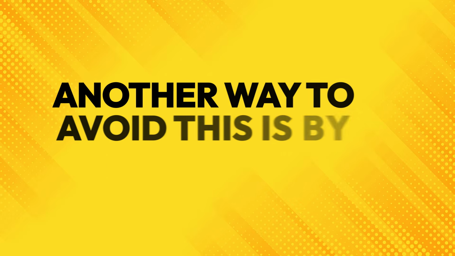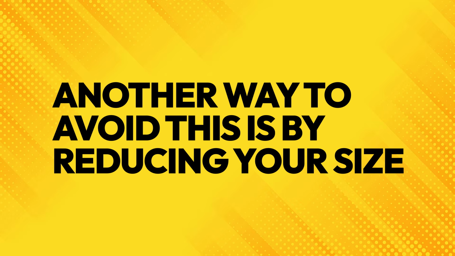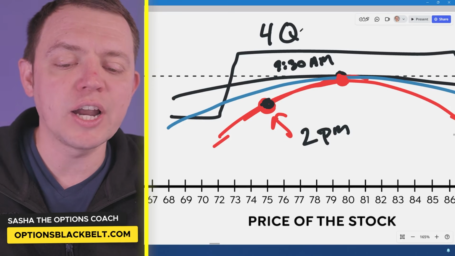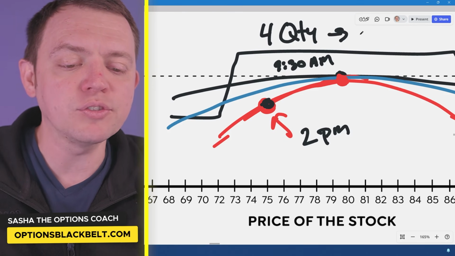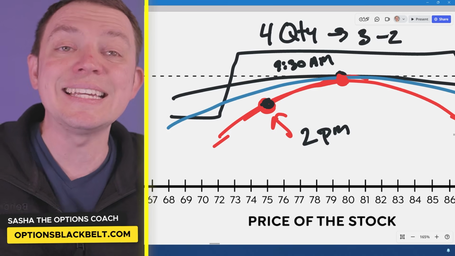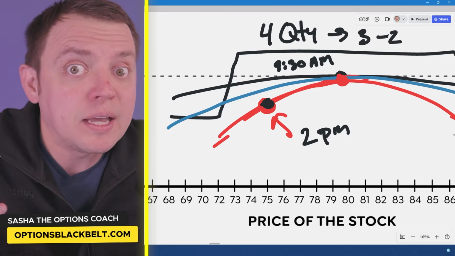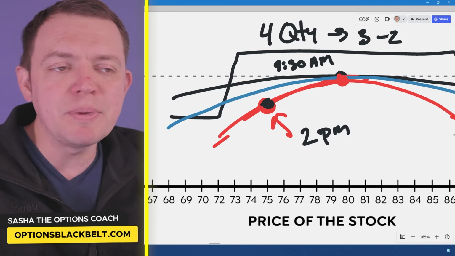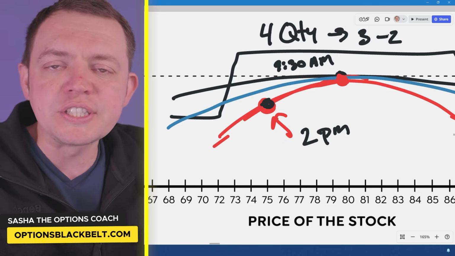Now, the other thing you could do in order to avoid this problem is to reduce your size. So if you have, let's say, 4 contracts in terms of quantity, go down to maybe 3 or 2. And as the gamma picks up, the risk picks up, you go ahead and pare down your position. That way you're trimming your size as you go into riskier situations.